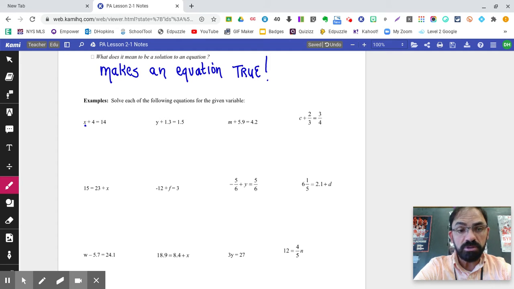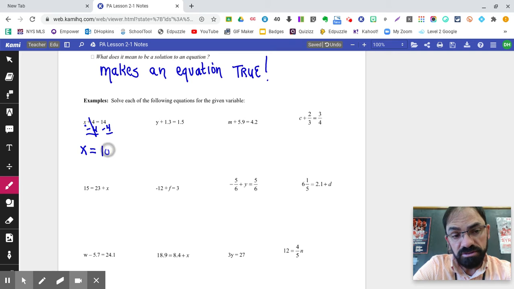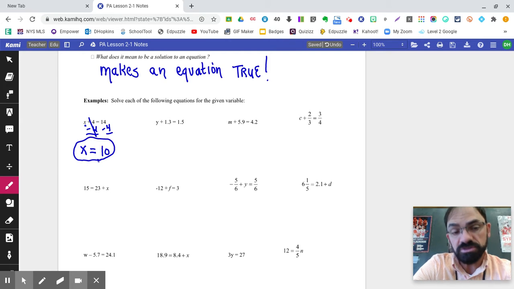So we notice there is a plus 4. To get x by itself, I need to do the opposite. So instead of adding 4 to both sides, I want to subtract 4 from both sides. And whatever I do to one side, I have to do to the other side, otherwise it will not be equal anymore. So I bring the x down, and I add 14 and negative 4, or I can say 14 minus 4. Regardless, you get the same answer of x equals 10.